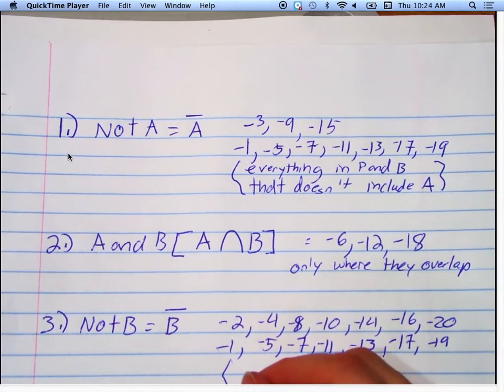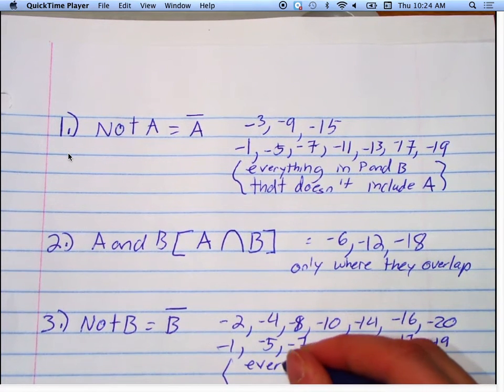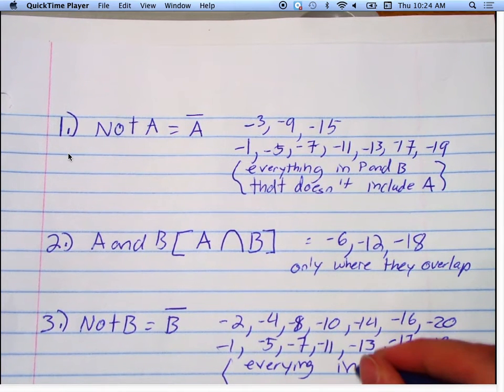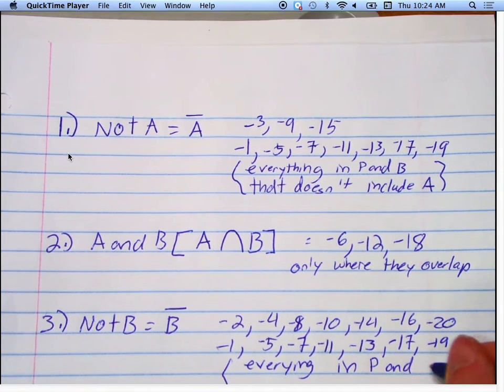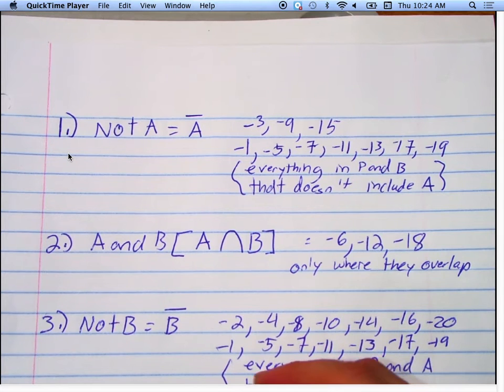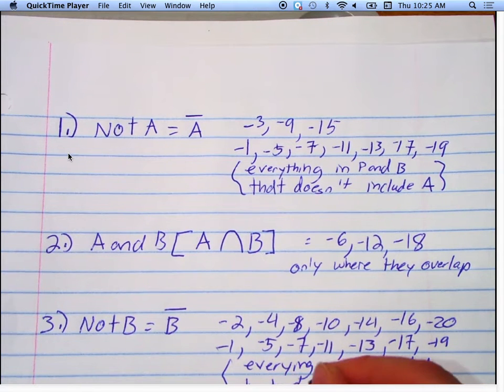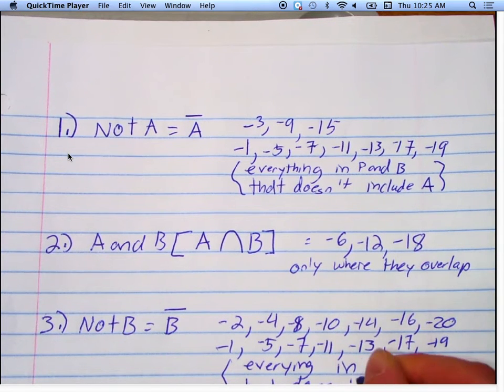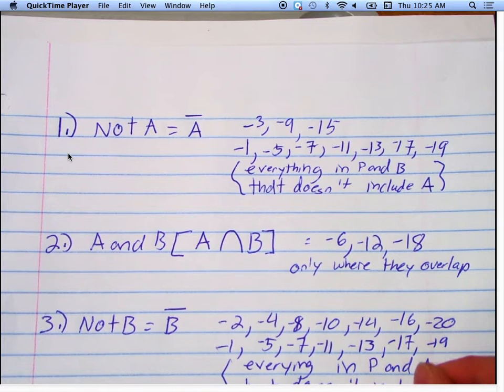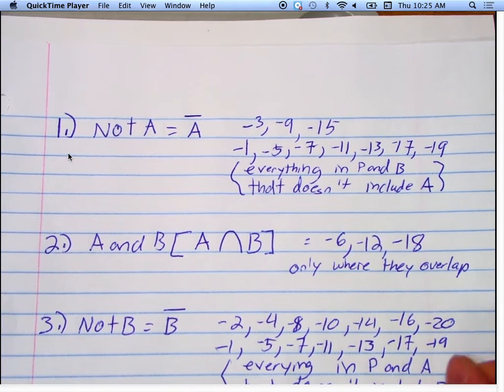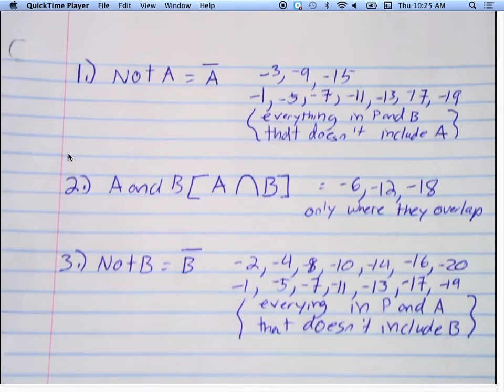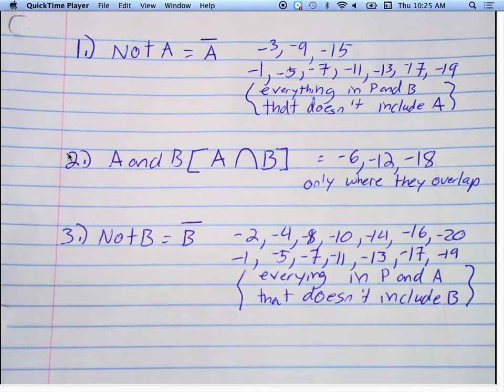And this is everything in P and A that does not include B. And I know it's a pain in the butt to write all these numbers, but I'm telling you, this is a good example that you can use. You have a concrete example, okay? It's going to help in the future.